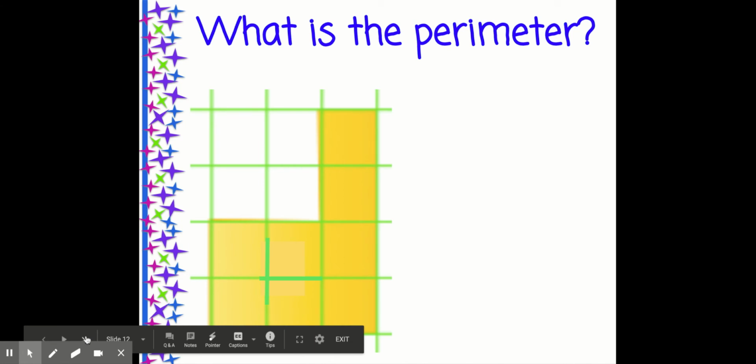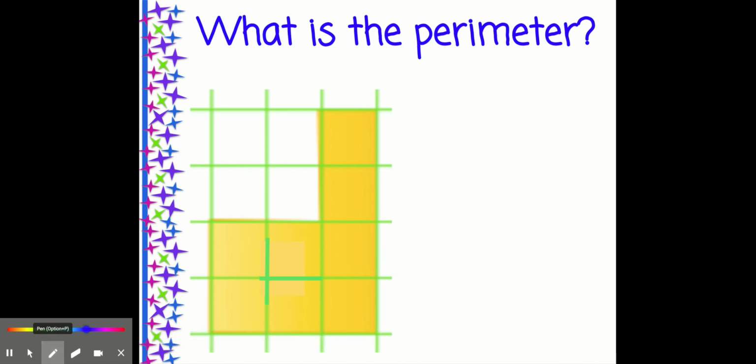Okay, last one. Let's see if you guys can do this. I do want you to pause the video and I want you to just look at your screen and count it up and figure out how many units it is and then write it down and see if your answer matches mine. Okay, let's see. Hopefully you got the same thing I did.